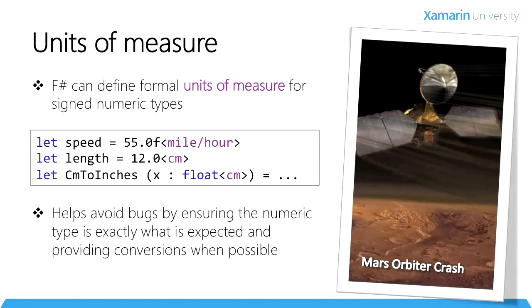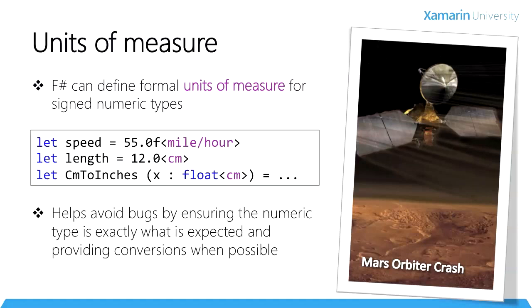This solves another common source of bugs in programs where we're converting or misusing data because of the assumptions as to the type of values being consumed. And a great example, which you can see on the slide, is the Mars orbiter crash, because it used English units where it should have been using metric units. There was confusion about the different types of units of measurement.